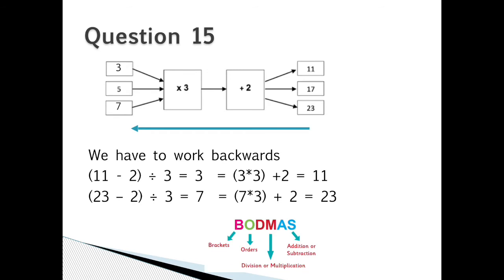So the correct answer for 15.1 is 3. 3 times 3 is 9. 9 plus 2 is 11. And the correct answer for 15.2 is 7. 7 times 3 is 21 plus 2 is 23.